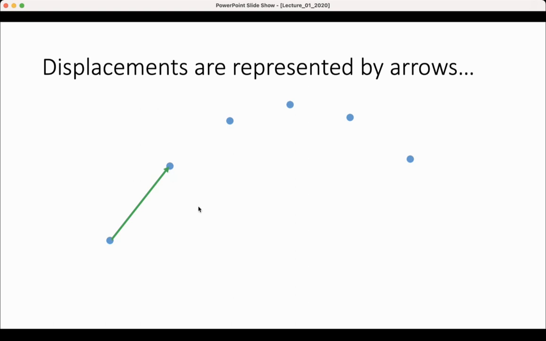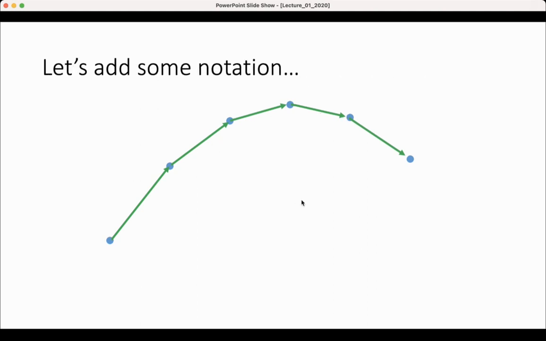And then we're just going to continue to do that for the rest of the intervals in the diagram. So then we have another arrow for the next displacement, next displacement, next displacement, and finally the last displacement. Now, maybe we want to label these to make it clear to the observer, reader, what these green arrows are representing. So let's label the displacements. So here I've labeled the first displacement delta R0, the second one delta R1, all the way through delta R4.